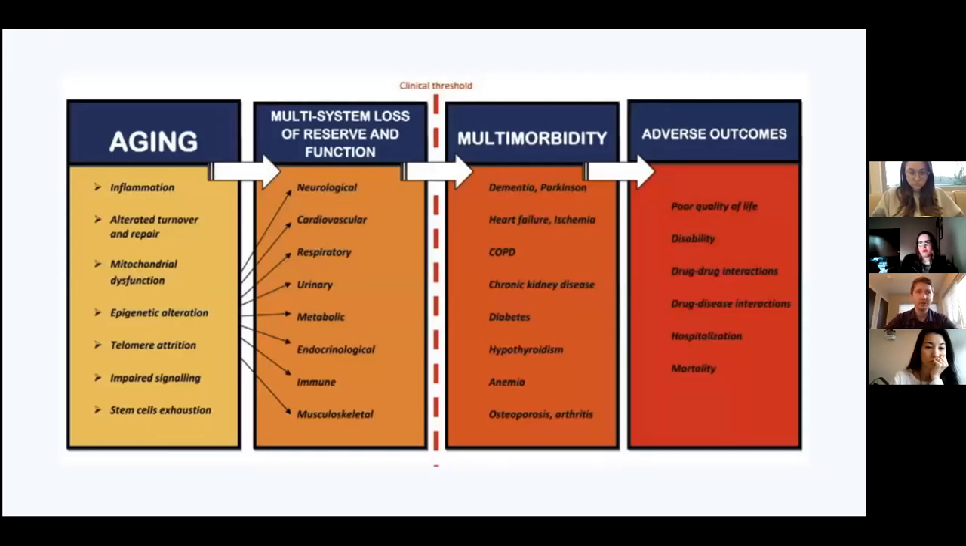I like this framework for thinking about the natural progression of disease and how we get to this point. You can look here on the left at the underlying biologic factors for aging. Those affect organ systems, and eventually that translates into multimorbid diseases. What we really care about, on the far left, is quality of life and disability, and how it affects our day-to-day practice and our patients' lives.